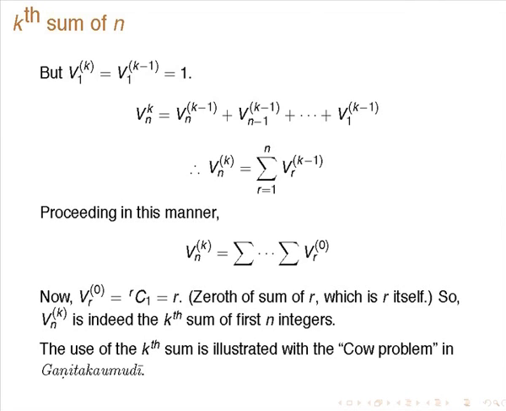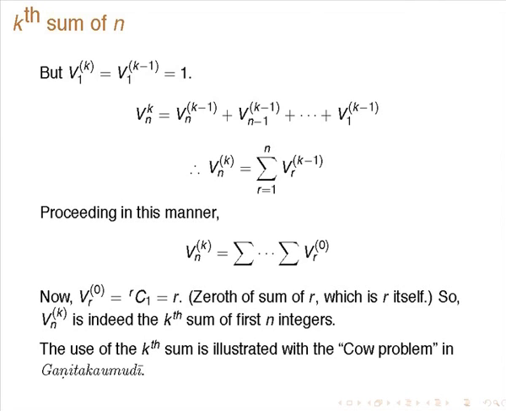So proceeding in this manner, this again can be expressed as the sum of the lower order sum. So V(n,k), the kth sum, is written in terms of V(r,0). Now V(r,0) is rC1, which is equal to r. So that 0th sum of r is r itself. So V(n,k) is indeed the kth sum of first n integers.